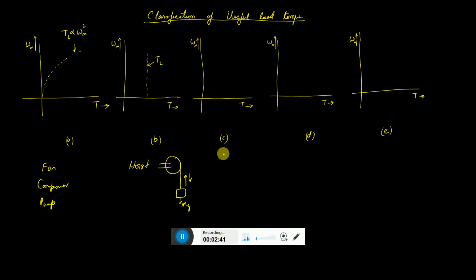And if the hoist is a high speed, in that case the torque is there, but no longer constant. If the speed increases, there is some linear rise in the torque. So the curve will look somewhere like this in case of high speed hoist.